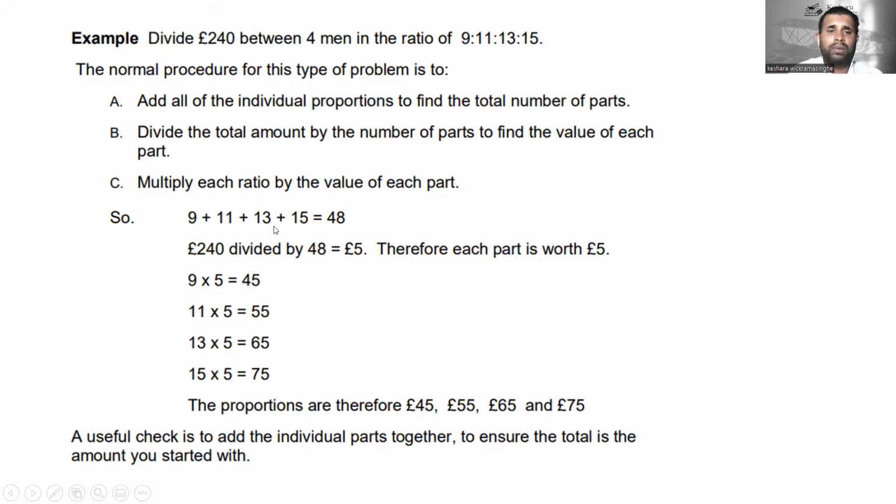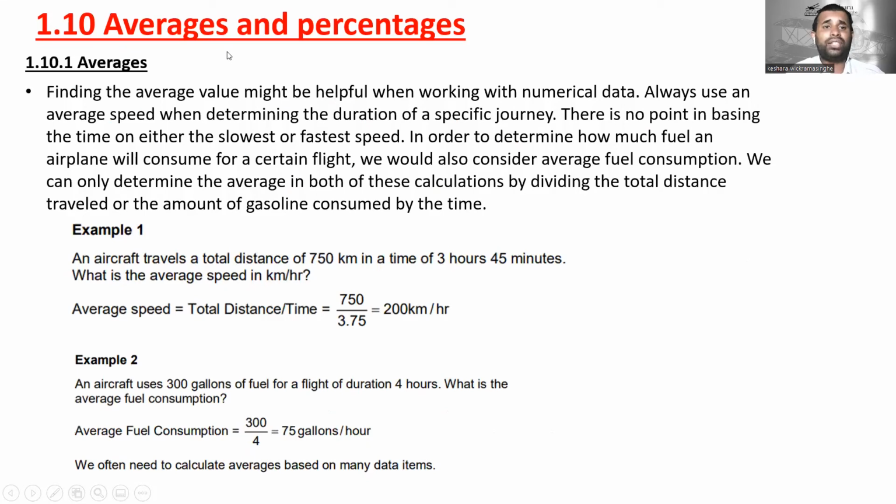See, 9 plus 11 plus 13 plus 15 equals 48. So then first we have to divide 240 divided by 48 equals 5. Therefore, each part is worth 5 pounds, right? So then 9 into 5 equals 45, 11 into 5 is 55, 13 into 5 is 65, 15 into 5 is 75. So the proportions are therefore 45, 55, 65, and 75. A useful check is to add the individual parts together to ensure the total is the amount you started with, right?